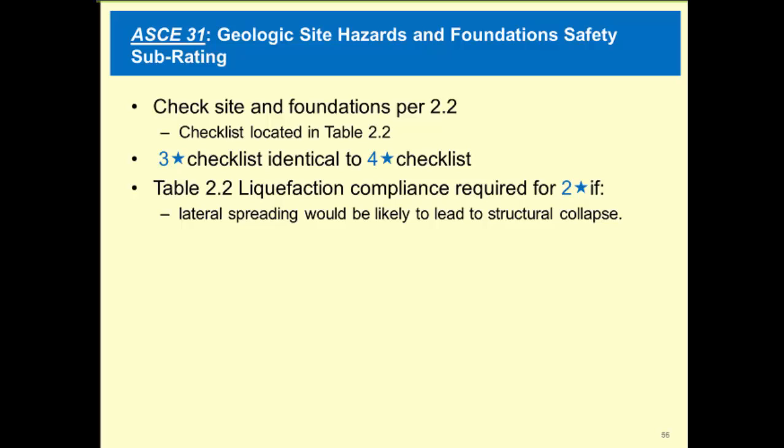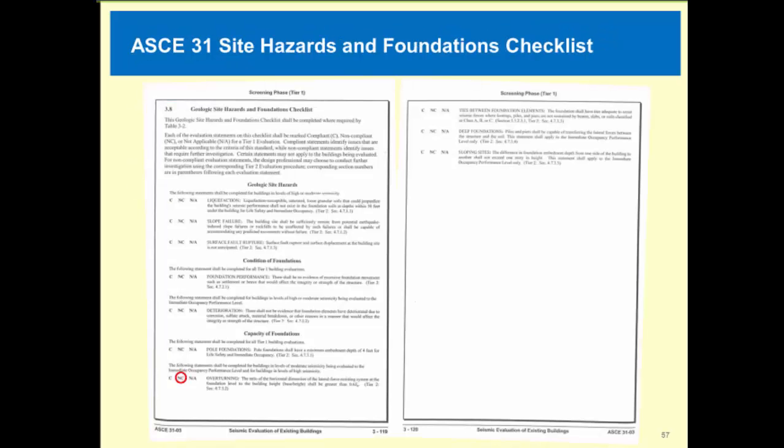So now we've moved from section 2.1 to 2.2. There's another checklist, and now we're going from the tables in 2.1 to table 2.2 as well. Again, the checklist is identical for 3-star and 4-star. And there's a little caveat here, which you'll see in table 2.2. The liquefaction item is not indicated to be necessary for 2-star. However, if you are at a building site where lateral spreading due to liquefaction could potentially lead to a structural collapse, then you need to modify table 2.2 to include a 2-star for the liquefaction item.